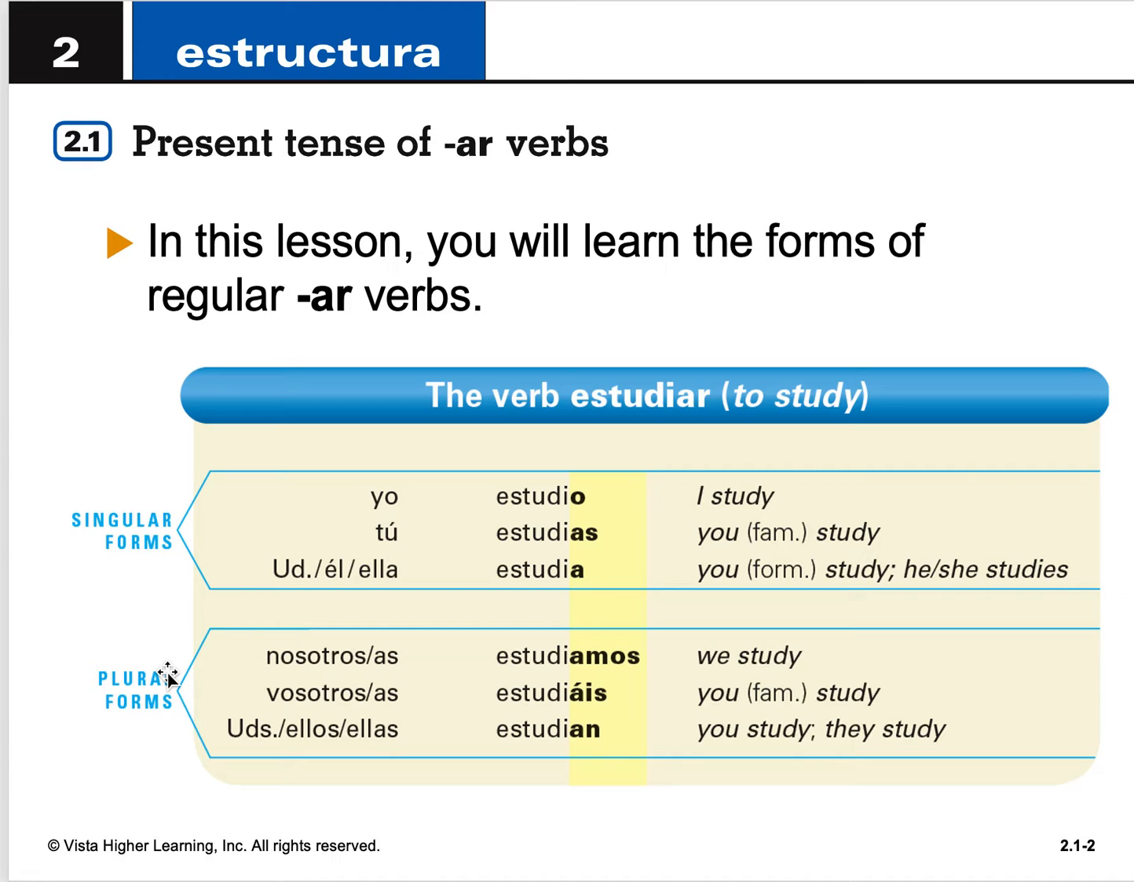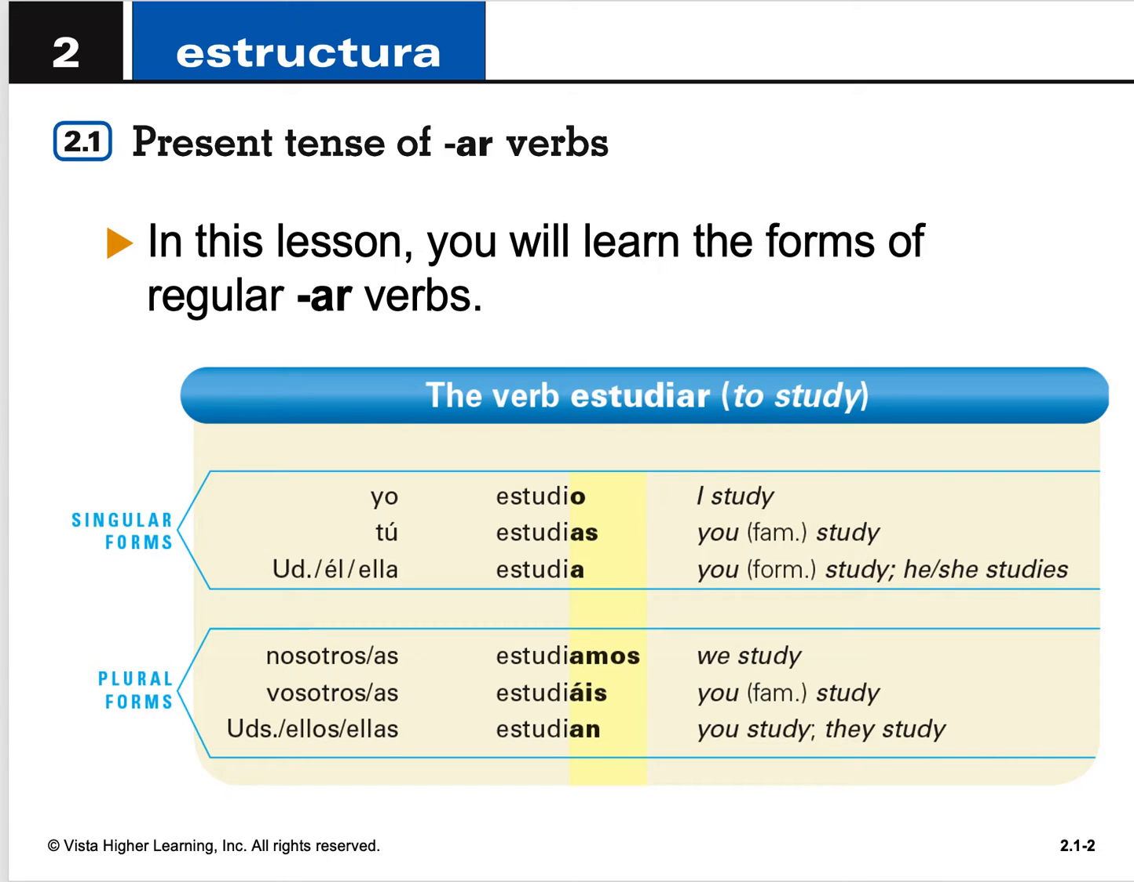So if you're looking at an AR verb, we would do o, as, a, amos, áis, an. So I would take the AR off of the infinitive form of estudiar, and I would replace it with an O if it was for I study, an AS for you, which would be the informal idea of it, so a peer or a family member. It would be an A for the formal, like a teacher, an authority figure, or just he or she. And then it would continue on in those conjugations.